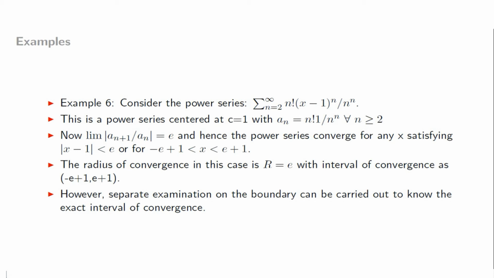and hence the power series converges for any x satisfying the absolute value of x minus 1 less than e, or for minus e plus 1 less than x less than e plus 1. The radius of convergence in this case is R equal to e, with interval of convergence as minus e plus 1 up to e plus 1. However, separate examination on the boundary, that is on x equal to e plus 1 and x equal to 1 minus e, can be carried out to know the exact interval of convergence.